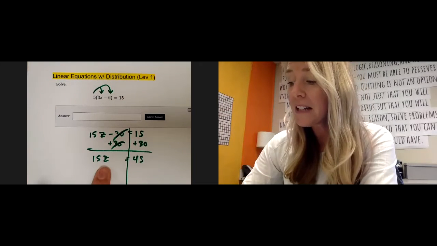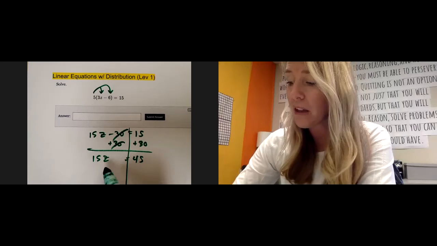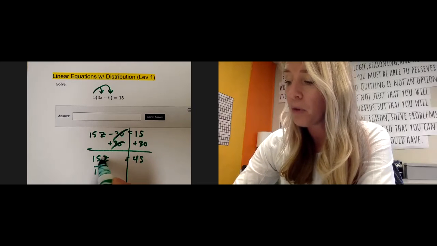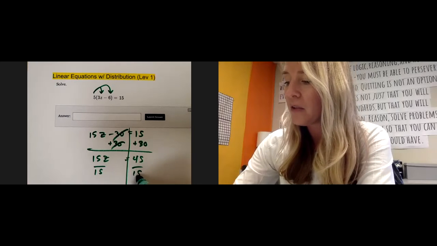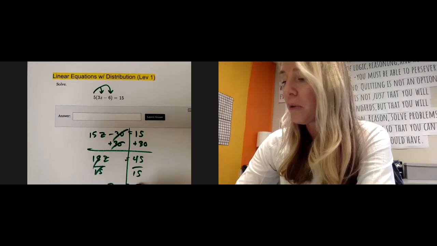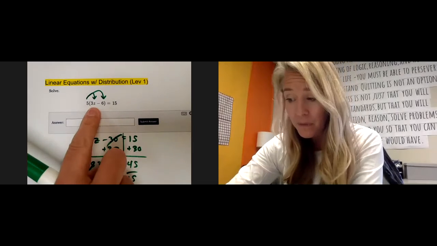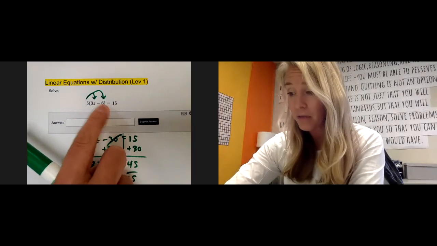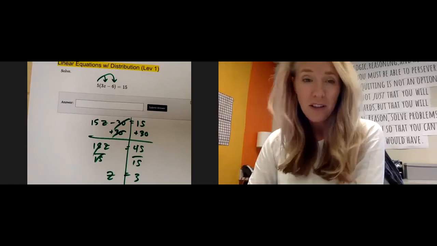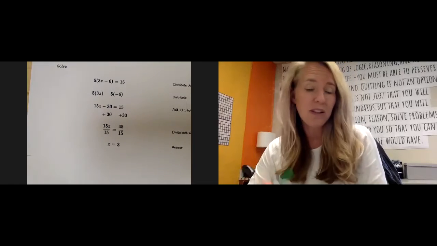Okay, then if it's beside it, divide it. I want to divide away that 15 because 15 is being multiplied right there, right? Got to do it on both sides, and Z will equal 3. You can always plug it back in. 3 times 3 is 9, -6 is 3, 5 times 3 is 15. It works. So take the time to plug it back in and you will see.